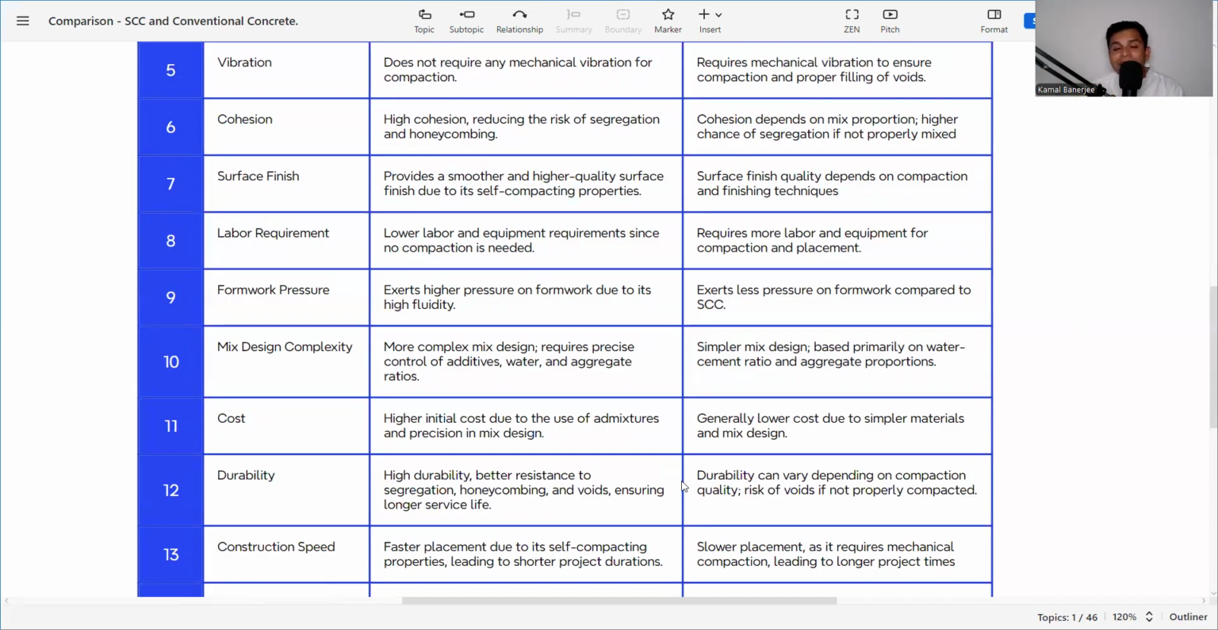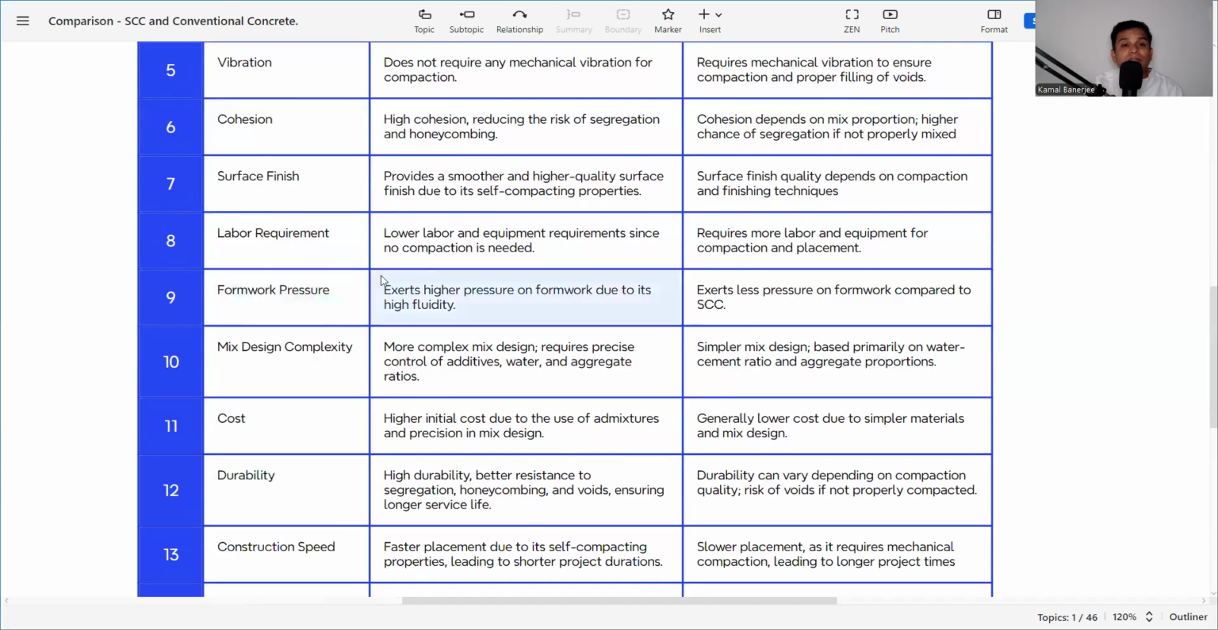But on the other hand, the conventional concrete doesn't have that. It has to be vibrated mechanically to make the finish as per the requirement. If the vibration is not proper, then the surface will not come as per the requirement.